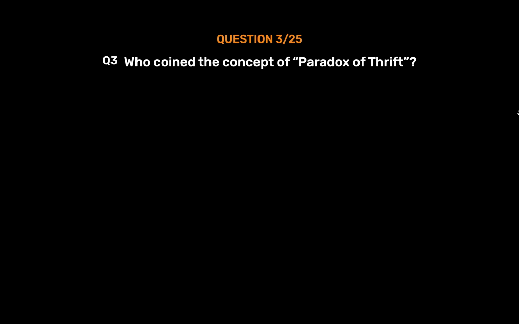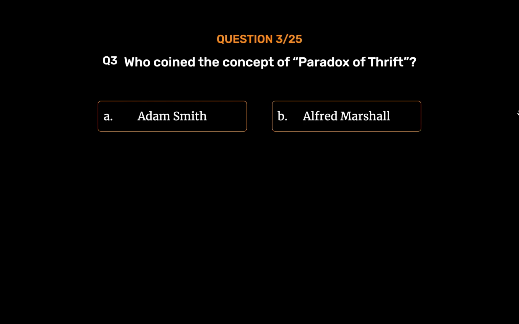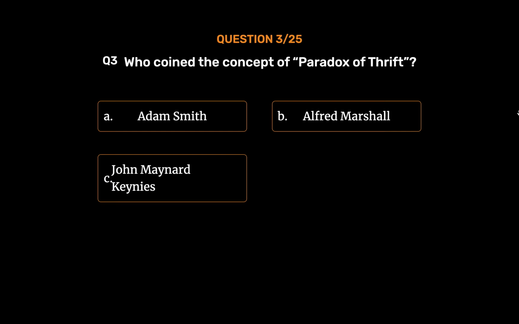Question number 3. Who coined the concept of paradox of thrift? Option A. Adam Smith. Option B. Alfred Marshall. Option C. John Maynard Keynes. Option D. Paul A. Samuelson. The correct answer is option C.